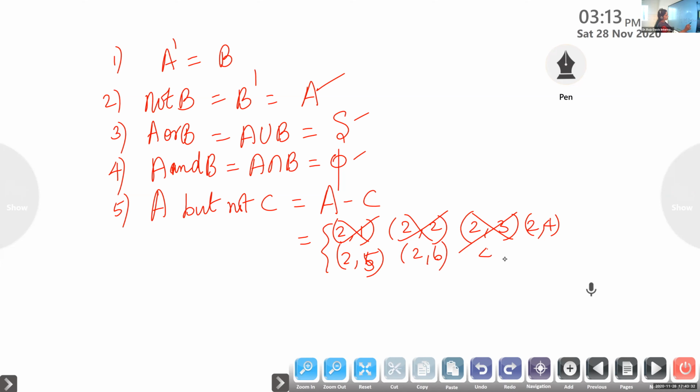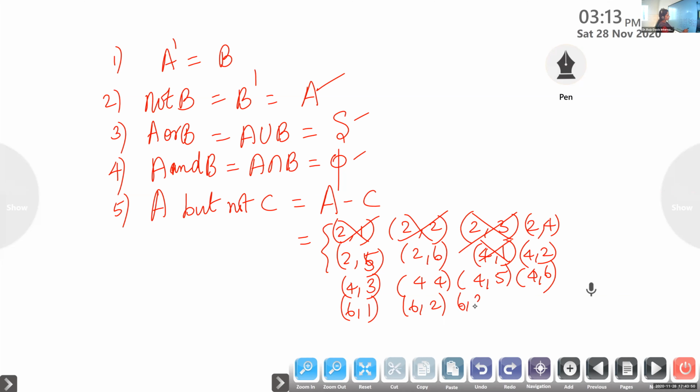Then 4, 1 we will not get. 4, 2 is there. 4, 2, 4, 3, 4, 4, 4, 5, 4, 6. Then 6, 1, 6, 2, 6, 3, 6, 4, 6, 5, 6, 6. Is it correct? Anila? Anila, Mohanan? Is the answer correct?